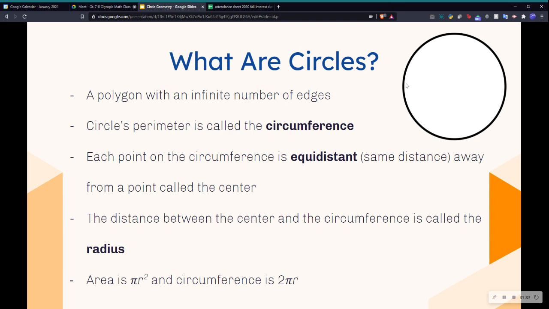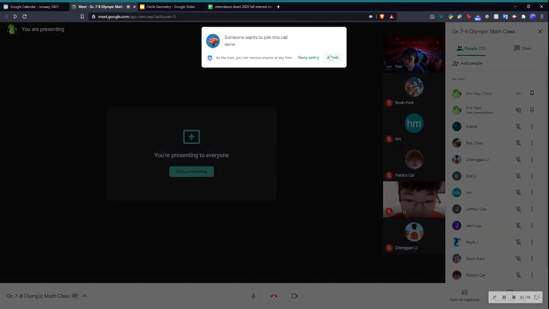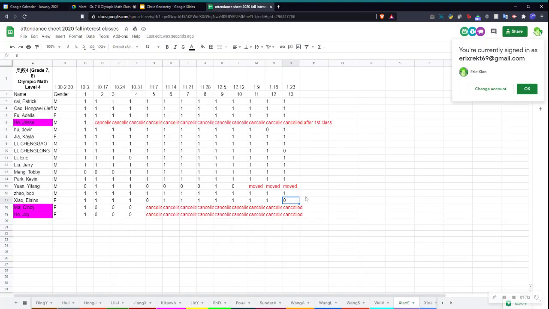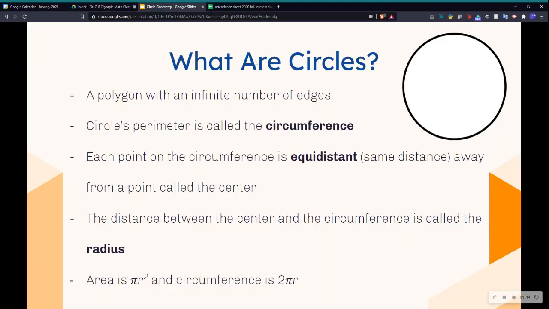And the circle's perimeter, the outside edges: if you count the length of all the edges, this is called the circumference. This is an important term called the circumference. It's the perimeter of the circle. Each point on the circumference is equidistant, which is also an important term, which basically means the same distance, away from a point called the center.